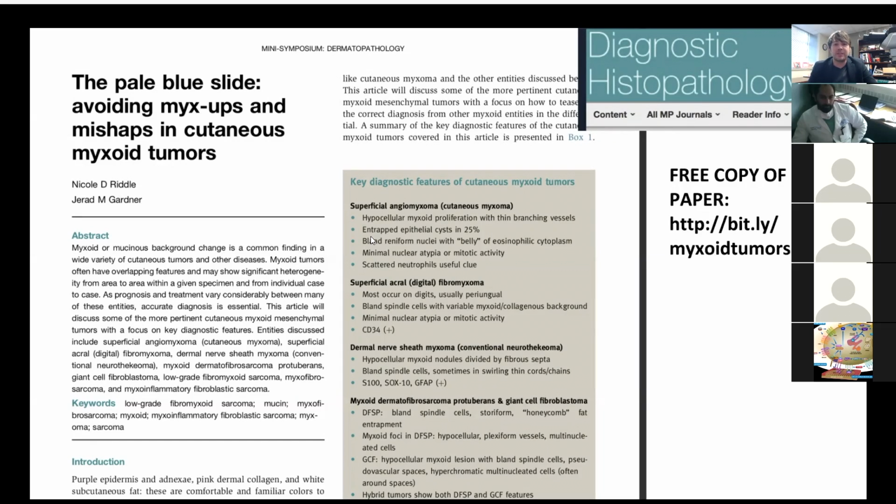I feel like myxoid things are really confusing to people, particularly tumors, because they all look like spindle cells with blue goo in the background, right? And yet some of them are benign and some of them are malignant and some of them are locally aggressive. And there's a lot of differences there to sort out, and it can be quite challenging. So we wrote this paper with that in mind, that it's in diagnostic histopathology.